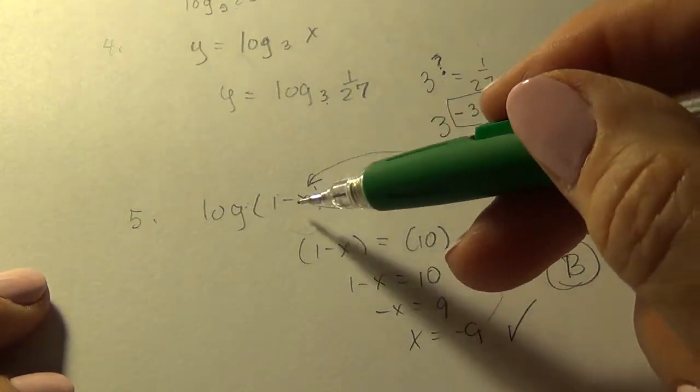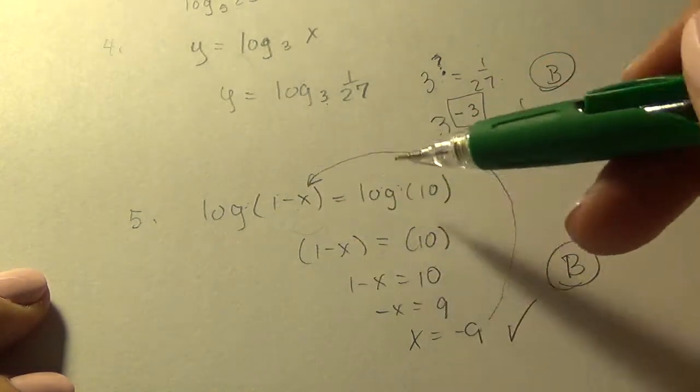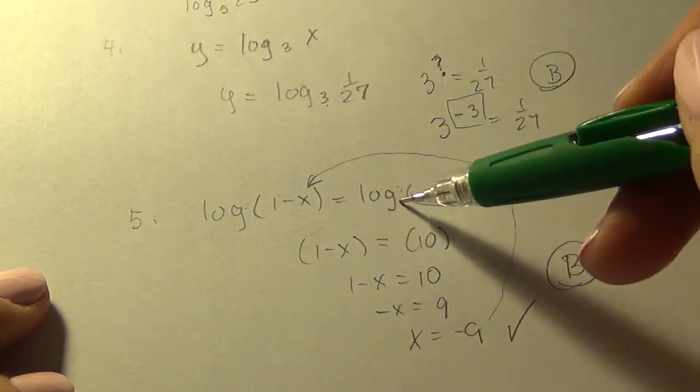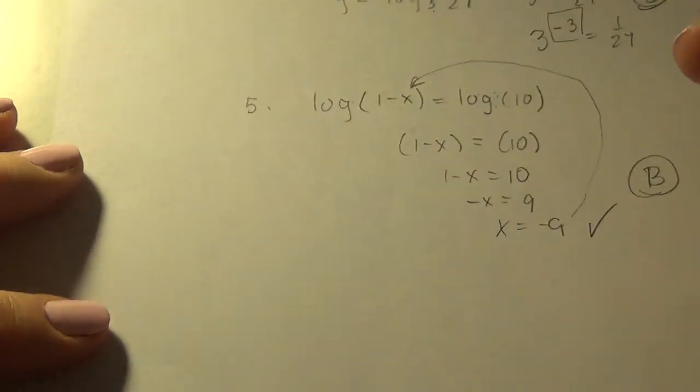Now, if log does not, we'll hit one later where log is not once on one side and once on the other, and we'll remind ourselves how to do that at that time.